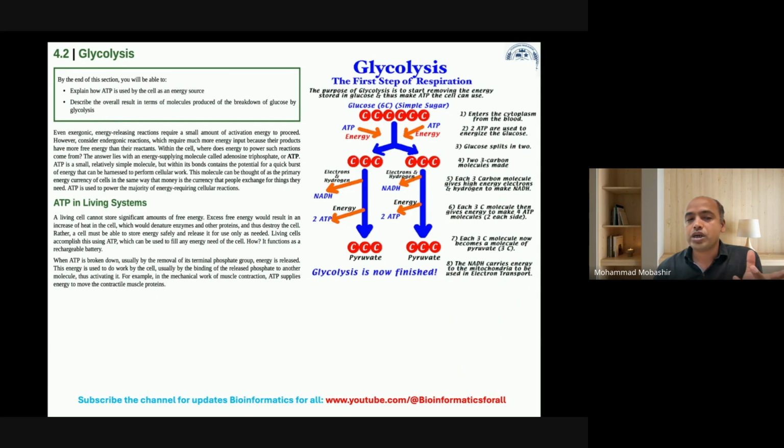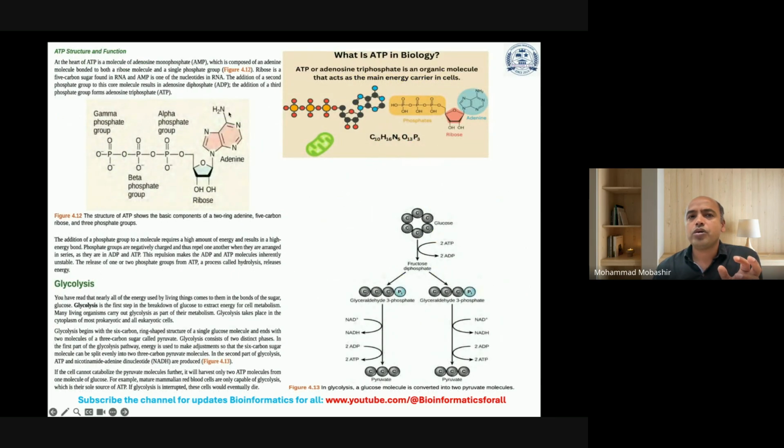When ATP is broken down, usually by the removal of its terminal phosphate, energy is released. And this energy is used to do work by the cell, usually by binding of the released phosphate group to another molecule, which leads to activation. Now, how could this ATP look? Here you can see triphosphate, three phosphate groups. So this ATP is an organic molecule that acts as the potential energy carrier in cells. And the formula is written as it is mentioned.